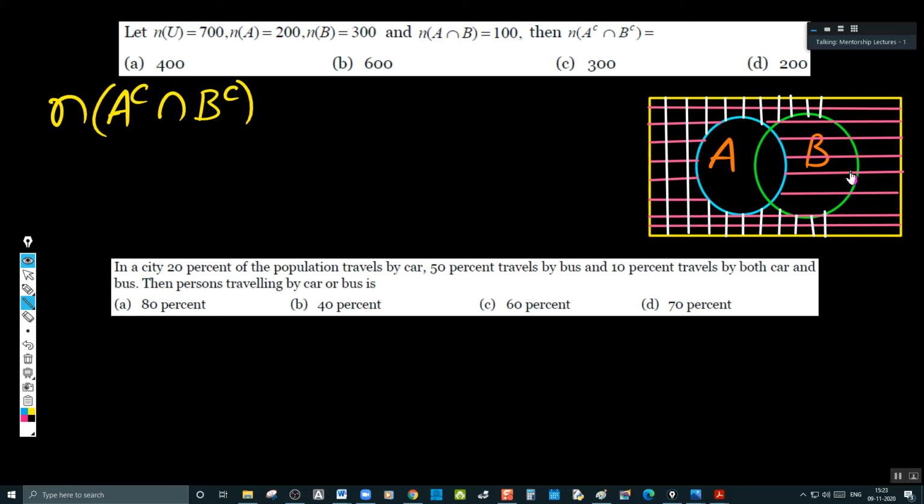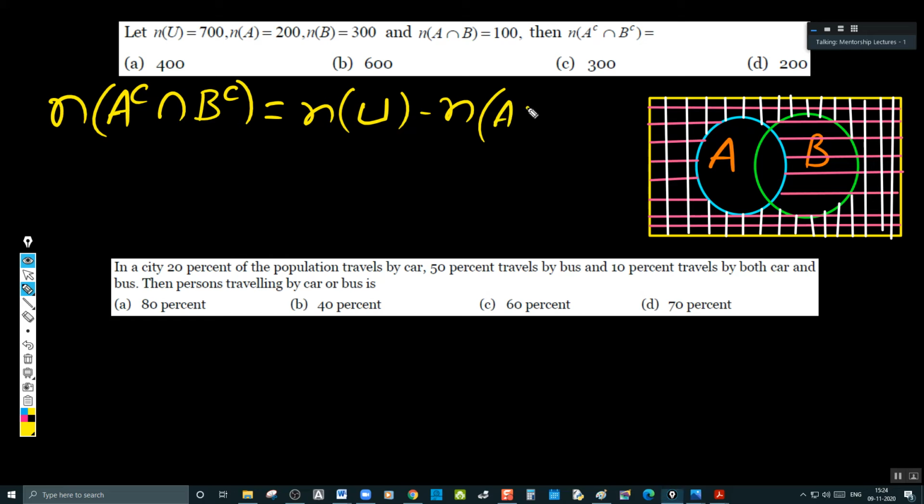So that's the reason why you can check that A union B does not have the intersecting lines, just check it out. So we need only the intersection part here. The intersection part is totally outside of A and B. So you have to understand: N of A complement intersection B complement is nothing but N of U, the total, minus N of A union B. This is what you have to understand.